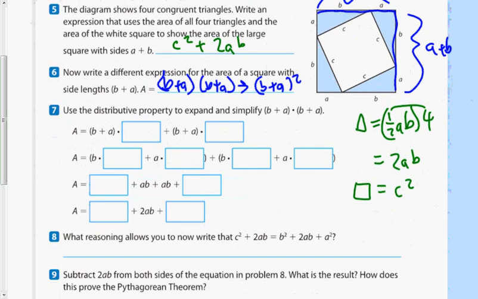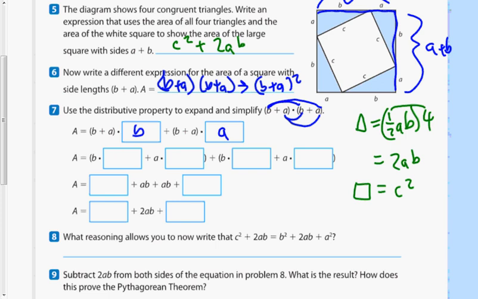So number 7 says use the distributive property to expand on what we did for number 6. So I'm going to go back to blue here. B plus A times B plus A. So if you recall the distributive property, it's where you multiply one thing. So in this case, it'll be B. We're going to multiply B times both of the things in the other one. And then the second thing, we're going to have to multiply A by both of the things in the second parentheses. Okay, so that's what we're going to fill in the blank so far.